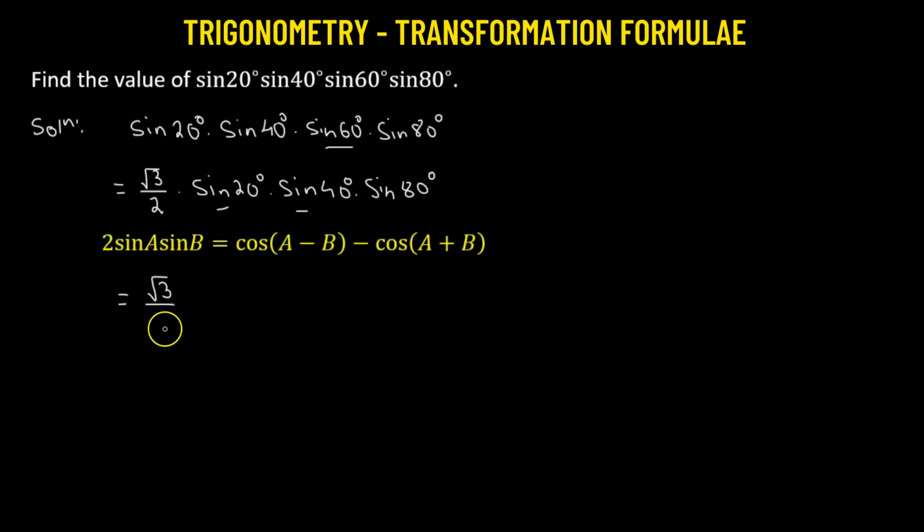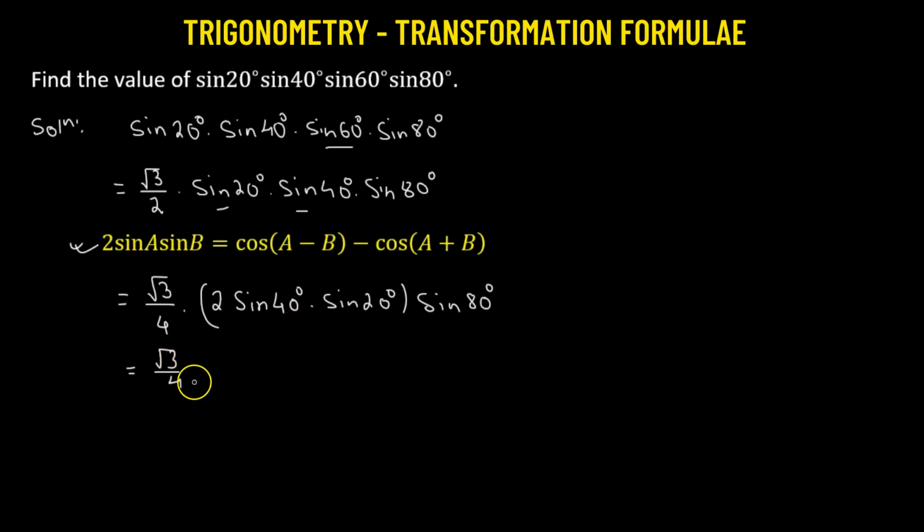So we get square root of 3 over 4 multiplied to 2 times sine 20 degrees. Let's write 40 degrees first. So we have sine 40 degrees times sine 20 degrees, and this will be multiplied to sine 80 degrees. We'll try to apply this transformation formula to 2 sine 40 sine 20. So we should get square root of 3 over 4 multiplied to cosine of A minus B. Here we will suppose that A is 40 degrees and B is 20 degrees, such that A is greater than B. So 40 minus 20, that's going to be 20 degrees.